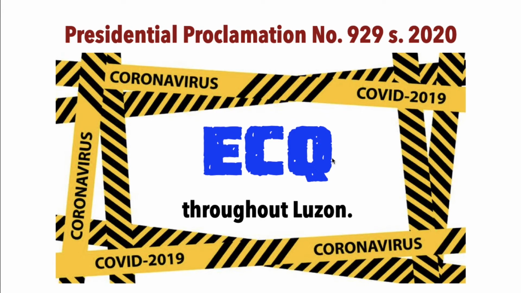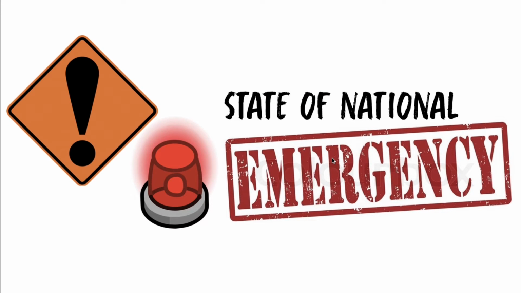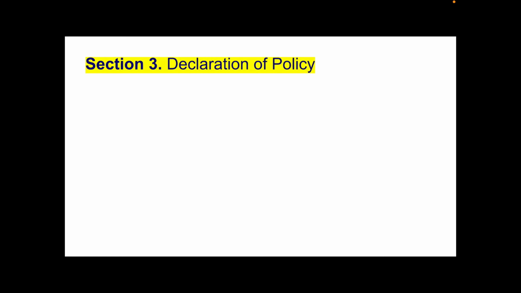And because of this continuing rise in the cases of COVID-19 and the threat to health of the people and also the disruption in economic activities, now what happened is a state of national emergency was declared over the entire Philippines. Now let us have the section 3, the declaration of policy. So because COVID-19 has greatly affected a lot of people in the country, and also it caused a lot of damages and continued disruption of the economy, the government has identified that there is an urgent need for the following.